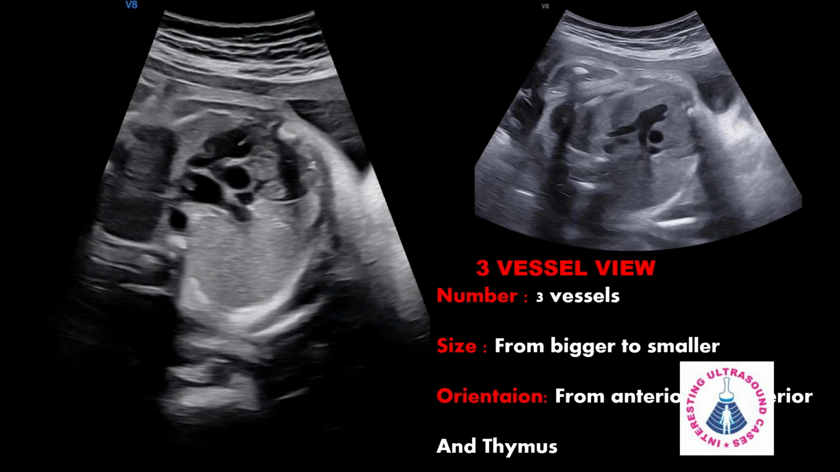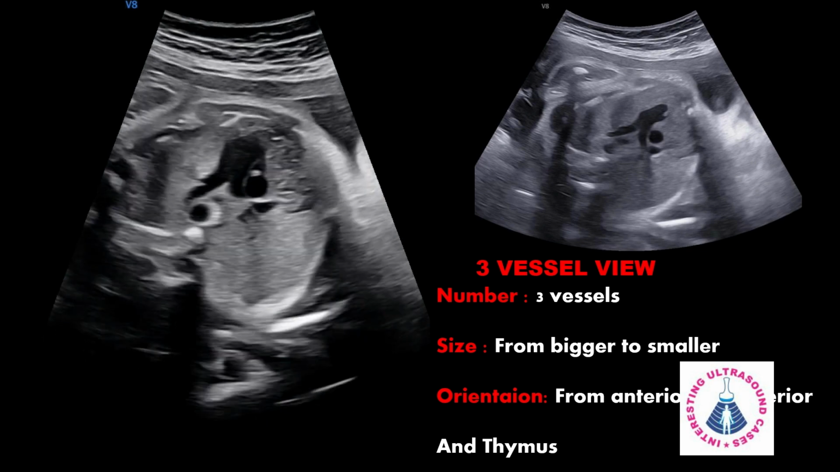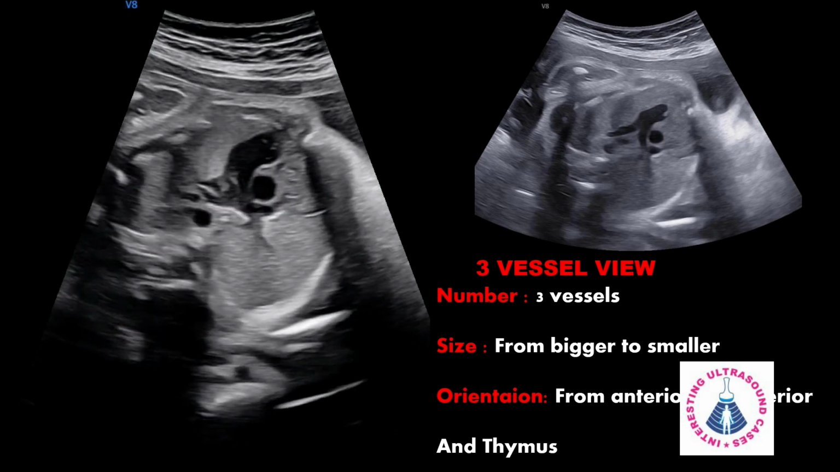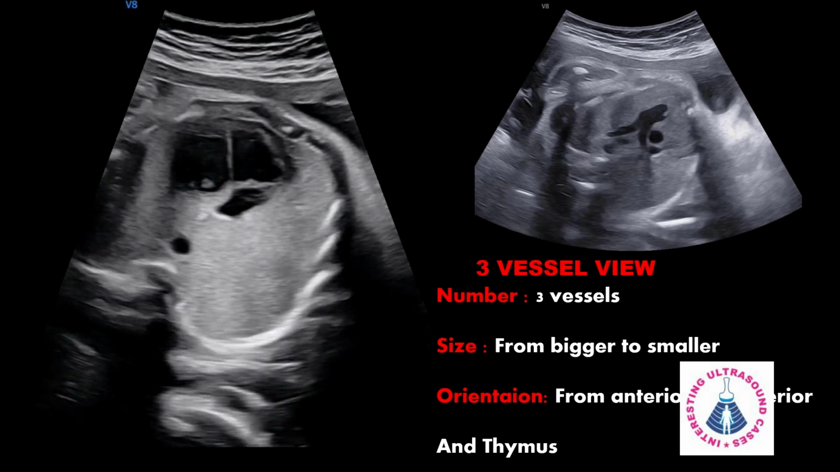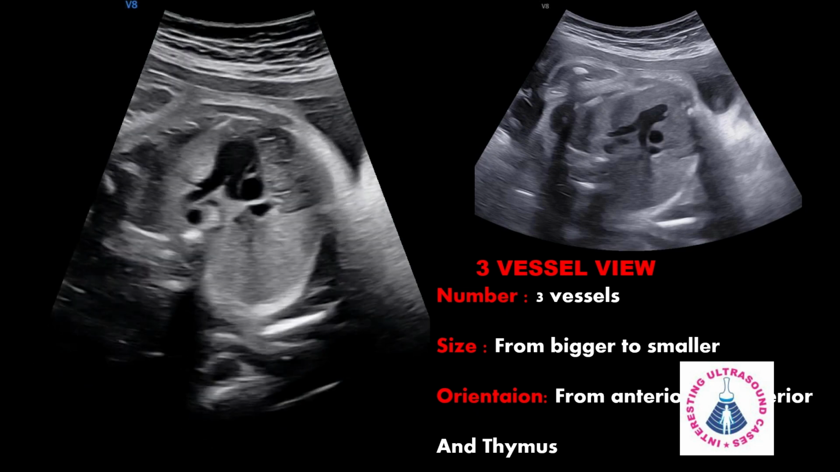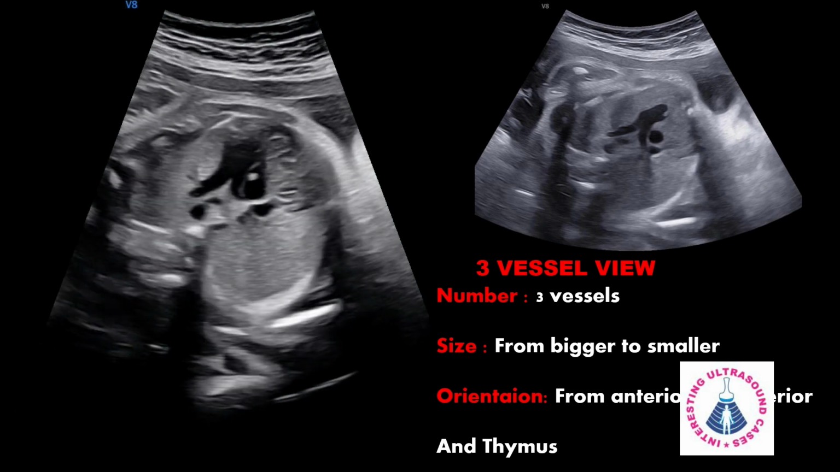In the three vessel view, if we see only two vessels, that indicates abnormality in the outflow tracts. We have to carefully evaluate the outflow tracts in those cases.